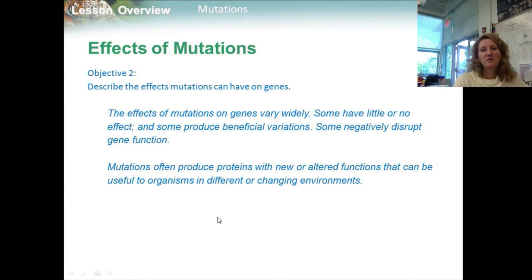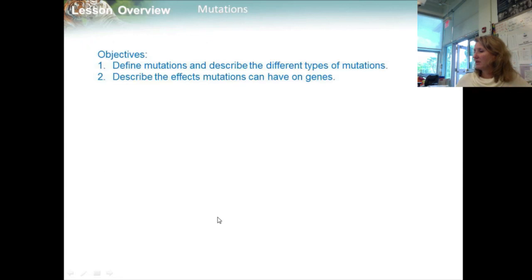So objective 2, describe the effects mutations can have on genes. Well, the effects of mutations on genes can vary very widely. Some have little or no effect, and some produce beneficial variations. Some negatively disrupt gene function. Mutations often produce proteins with new or altered functions that can be useful to organisms in different or changing environments.